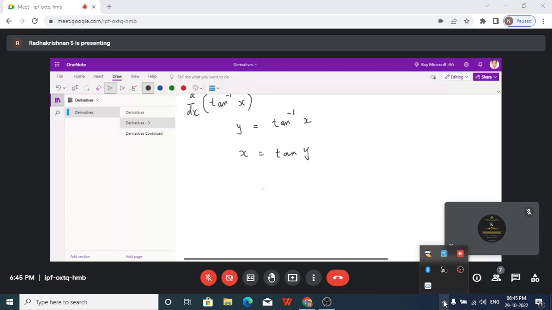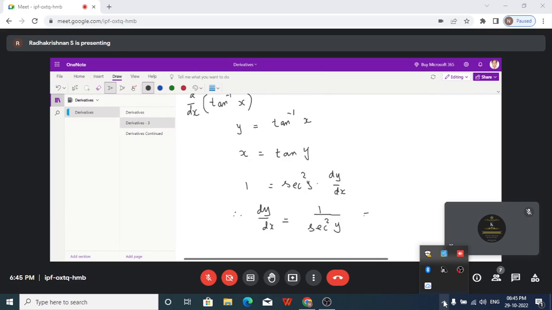Right? So differentiating on both sides, you get 1 equal to, so what is d by dx of tan y? Secant square y into dy by dx. Therefore, dy by dx equal to 1 by secant square y. Now, but we know that tan y is x. So we have to get this in terms of x.